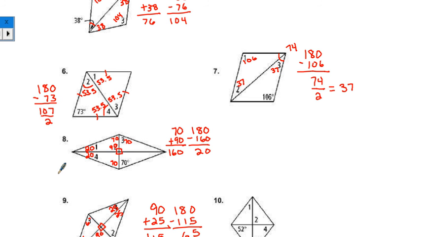So that angle is going to go right here. If it's 65 on this side, then it's going to be 65 here. And then by alternate interior angles, this one's also going to be 65. And this one right here is going to be 65 as well.